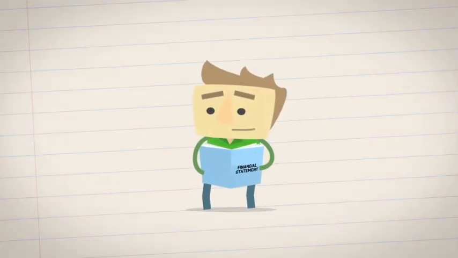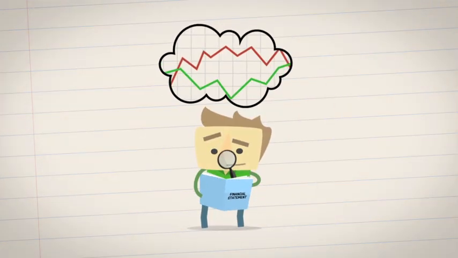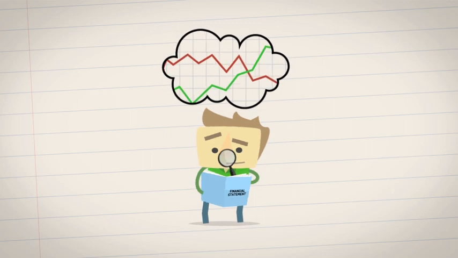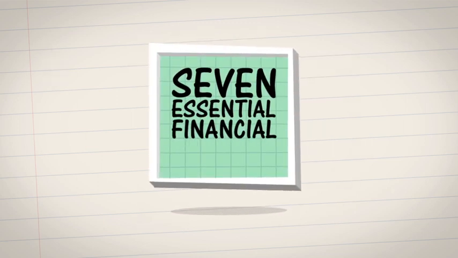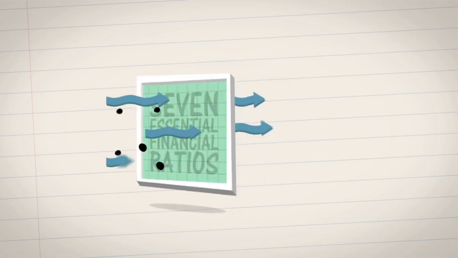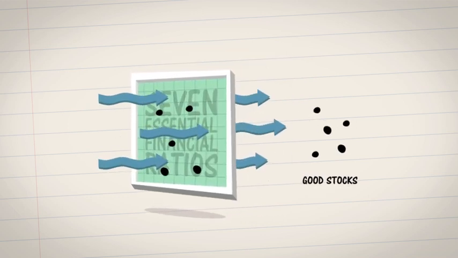Reading financial statements is one thing. Analyzing them and deciphering their true meaning is another. To do that, you need to understand the 7 essential financial ratios. They're like a shortcut for filtering out good stocks.